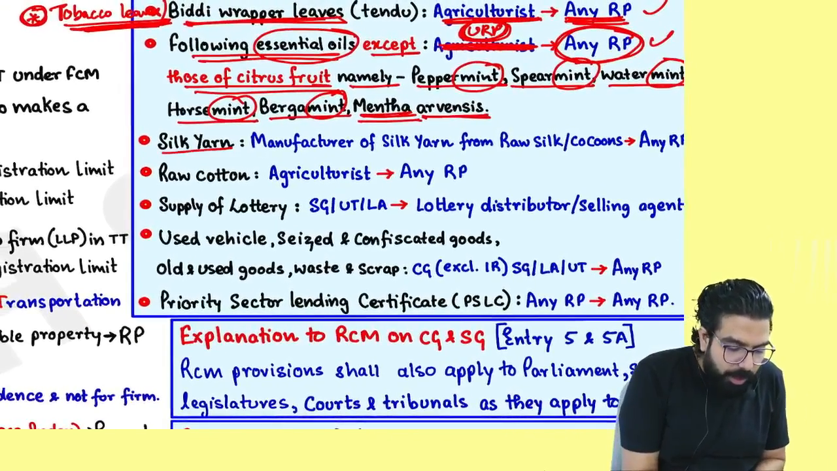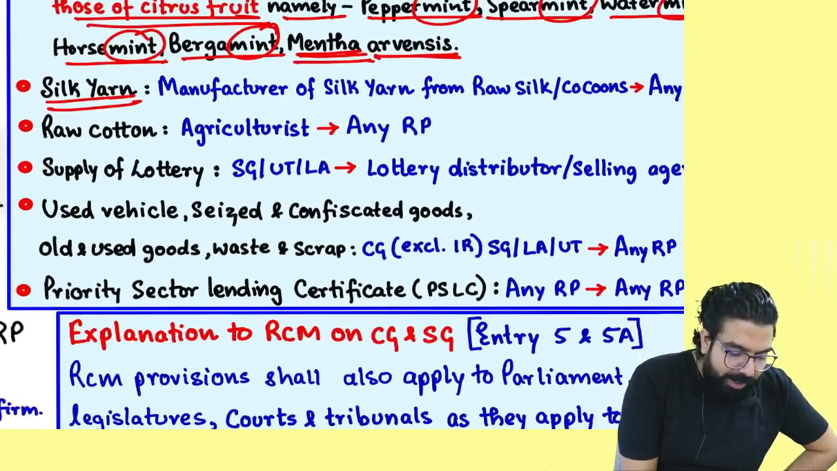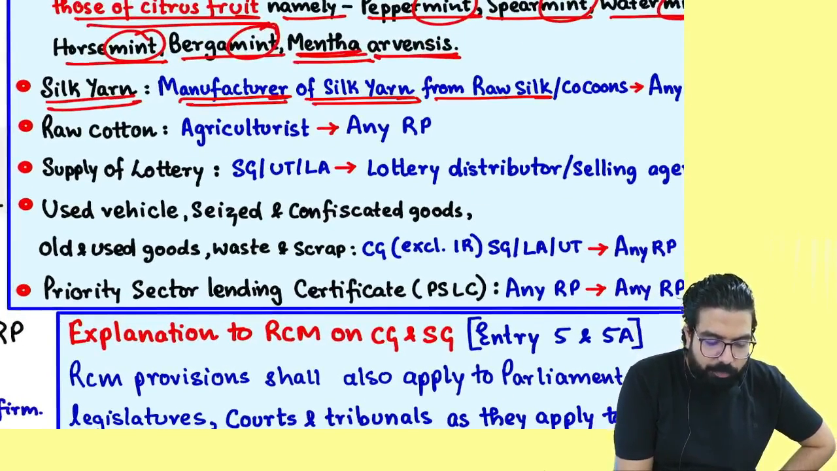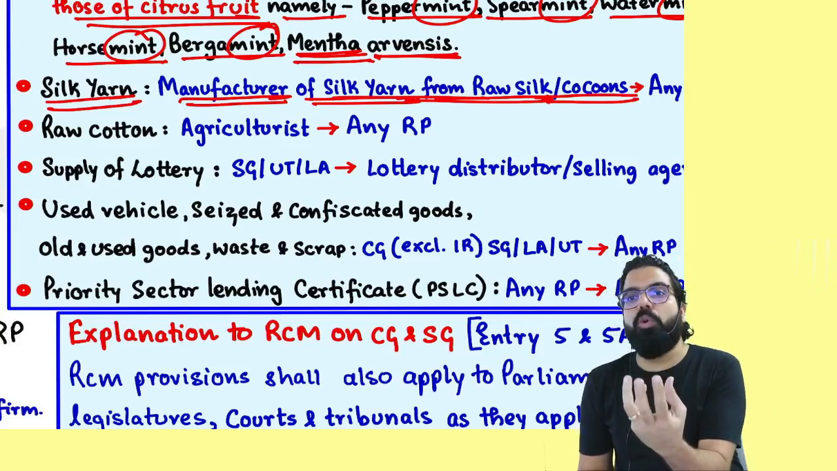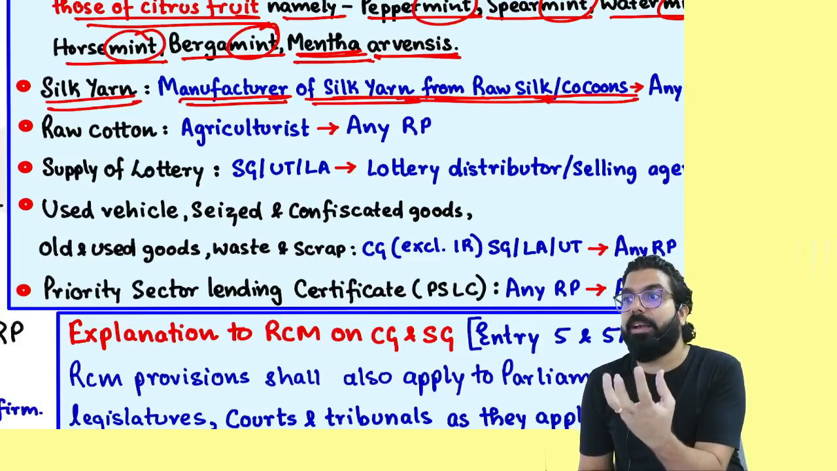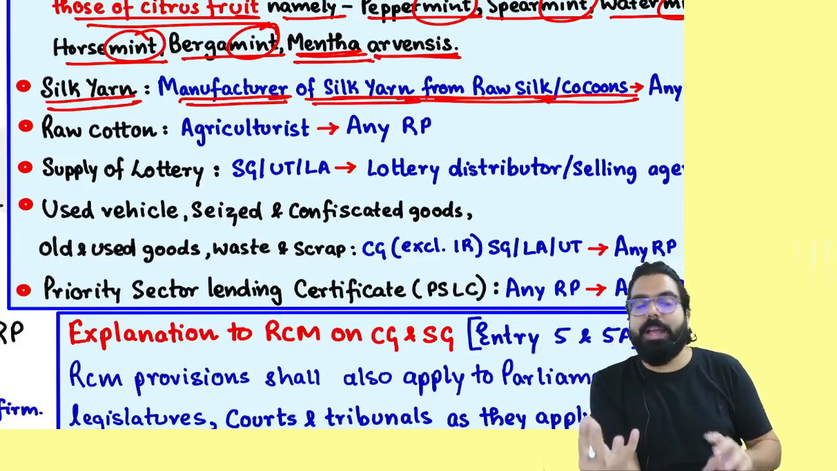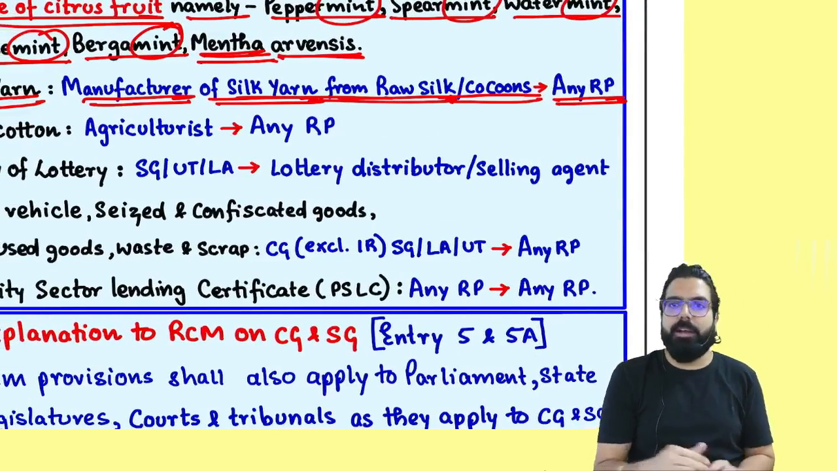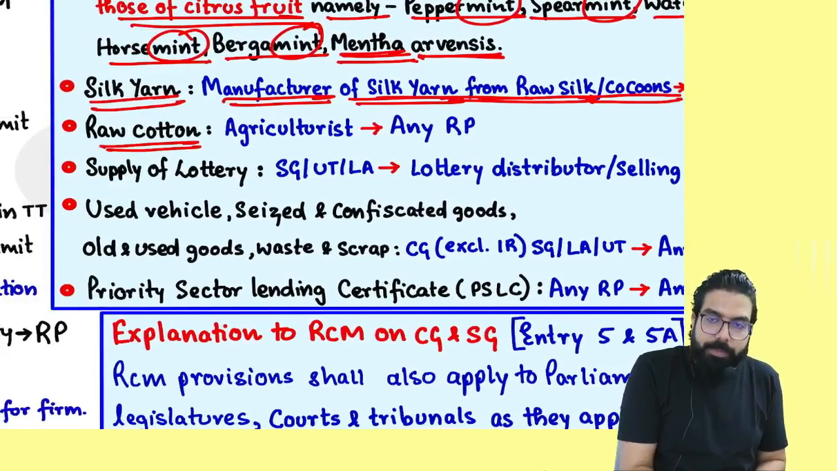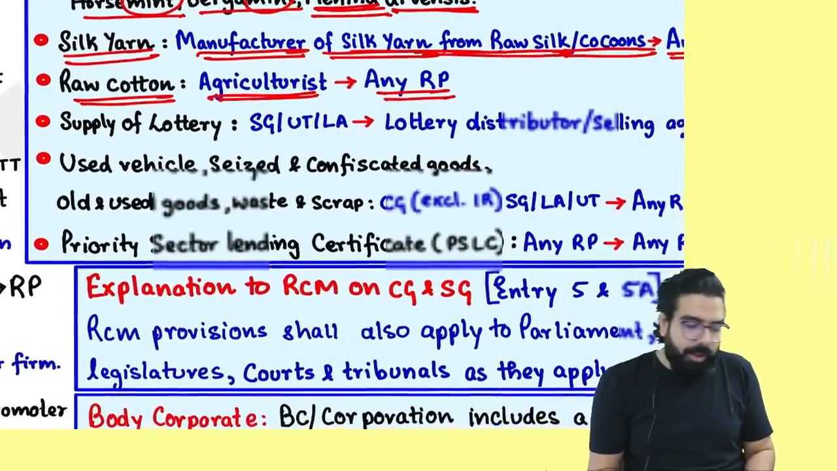Next, silk yarn. You know silk yarn. Whenever a manufacturer of silk yarn is selling raw silk, you know the silkworm cocoon. From the silkworm cocoon, raw silk will be made, the silk thread will be made. Whenever one person makes those threads and sells to a registered person, the registered person will pay the GST under RCM. Next, raw cotton. Whenever an agriculturist is selling to a registered person, the registered person will pay GST under RCM.